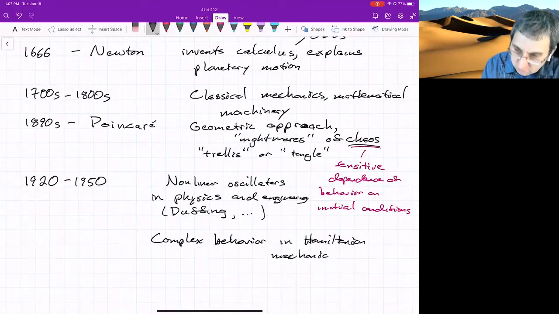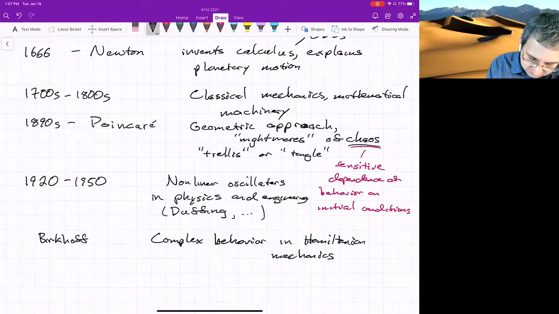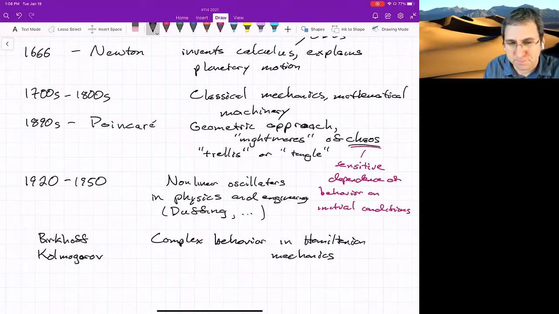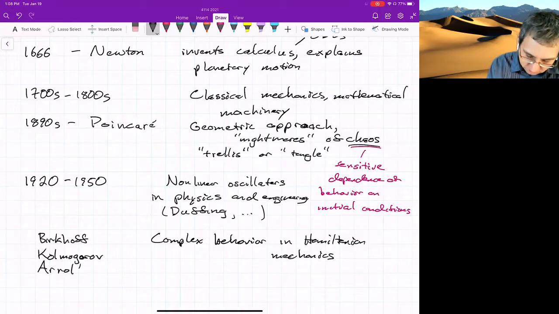And this is due to mainly four people, I think mostly known as mathematicians. There's Birkhoff, Kolmogorov, who also has his name attached to turbulence, Arnold, and Moser.